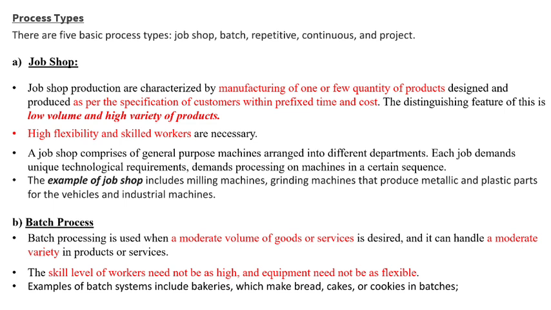Okay. Moving on to batch process. Here we have a moderate volume of goods and services. It can handle moderate variety. Skill of workers need not be as high and equipment need not be very flexible. A good example is bakeries: bread, cakes, cookies are manufactured as a batch process. What was the example of job shop? We saw grinding machines or milling machines used to make metallic or plastic parts of vehicles.